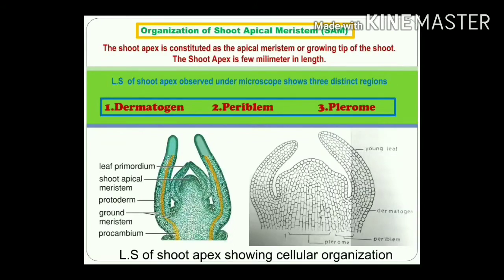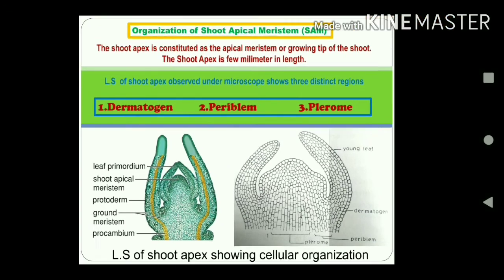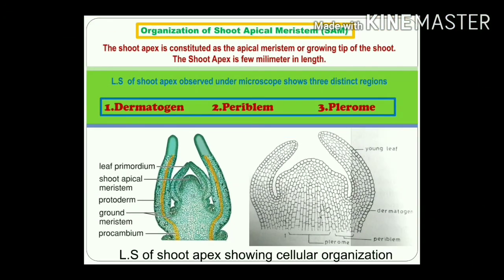Hello, students, and welcome once again to the fourth lecture, on the organization of shoot apical meristem. In the third lecture, we discussed the organization of root apical meristem. In the same line, in this lecture, we are going to discuss the organization of shoot apical meristem, or SAM.